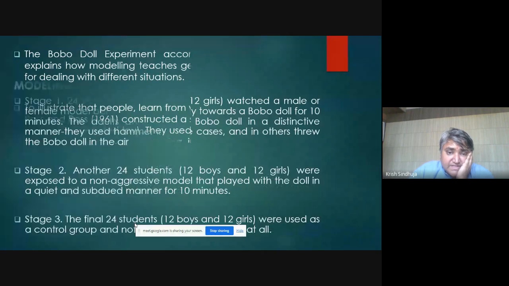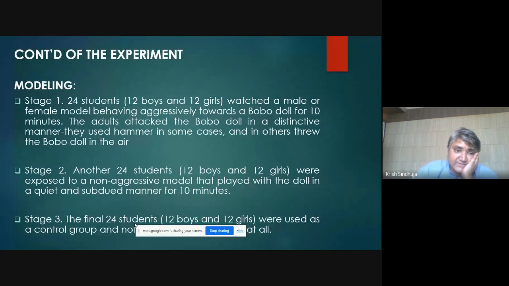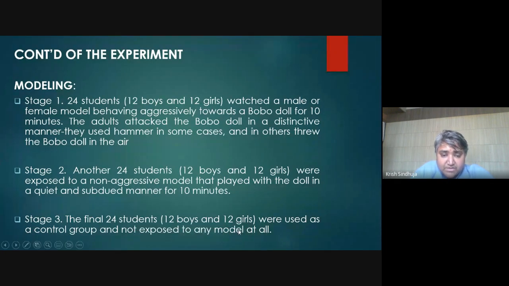The modeling was done in the first stage, where 12 boys and 12 girls watched the male and female model behaving aggressively towards the doll for 10 minutes. The adults attacked the Bobo doll in a distinctive manner, with a hammer or in a harsh way, and threw the Bobo doll in the air. In the second stage, another set of students were exposed to a non-aggressive model, who went and played with the doll. Finally, the last group was used as a control group, not exposed to any model at all.